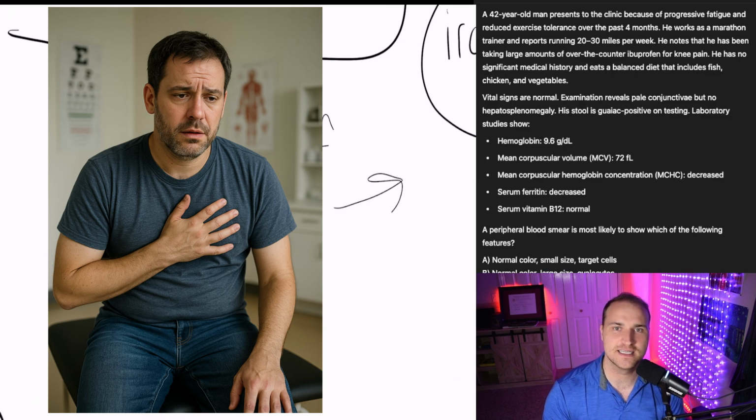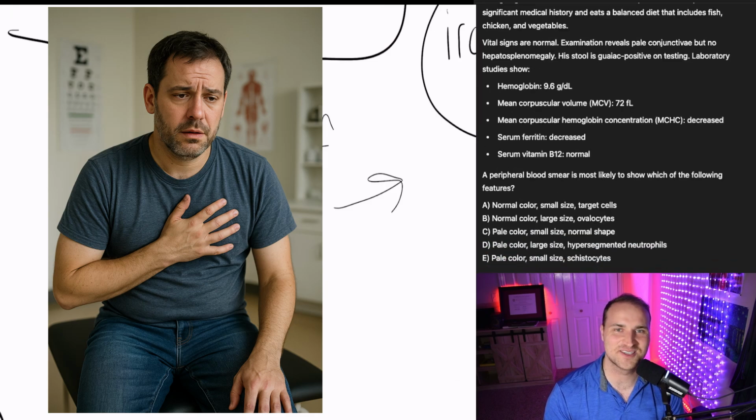He notes that he has been taking large amounts of over-the-counter ibuprofen for knee pain. He has no significant medical history and eats a balanced diet that includes fish, chicken, and vegetables. Examination shows pale conjunctiva, but no hepatosplenomegaly. Labs show some interesting things. We got our hemoglobin is low, and mean corpuscular volume is low, so microcytic anemia, and ferritin is decreased, but normal B12. And so the peripheral smear is most likely to show which of the following features?